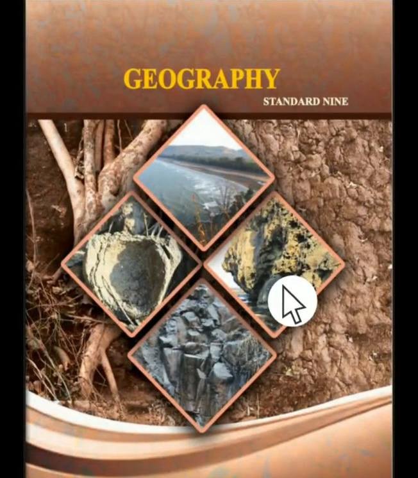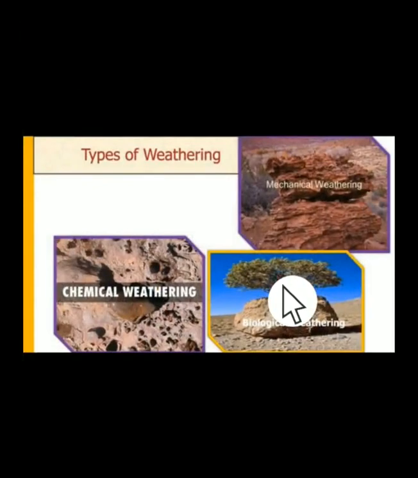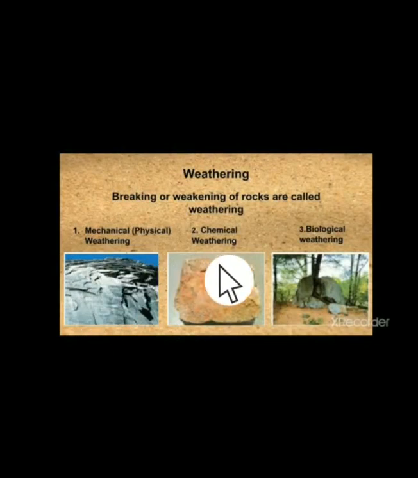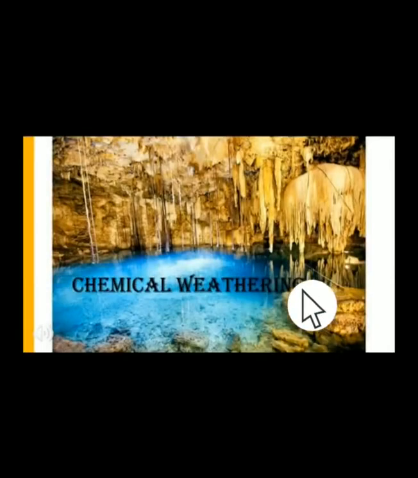My dear students, in the previous lecture, we were discussing the lesson on exogenetic movements, and in that we had studied various types of weathering. We have seen that there is mechanical weathering, chemical weathering, and lastly biological weathering. We had already dealt with mechanical weathering. Today we are going to continue with chemical weathering and biological weathering. Both are very simple and easy. It will go very quickly.